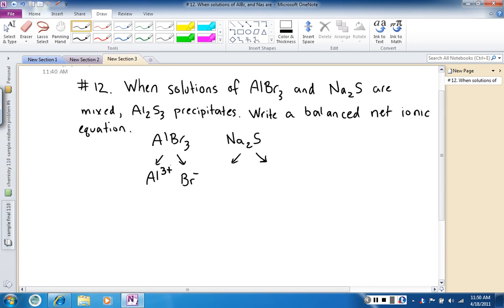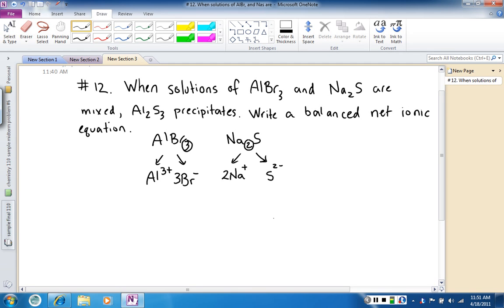On the other side, S, or sulfur, always forms S2-. Therefore, there's Na+, and there's 2 of them. Now, we're not worried about how many of these ions come from each molecule. There's a 2 here, so really there's 2 of them. And there's a 3 here, so really there's 3 of them per one molecule. We're not going to worry about that at this point. We're just going to figure out which ions are going to contribute to the precipitate.